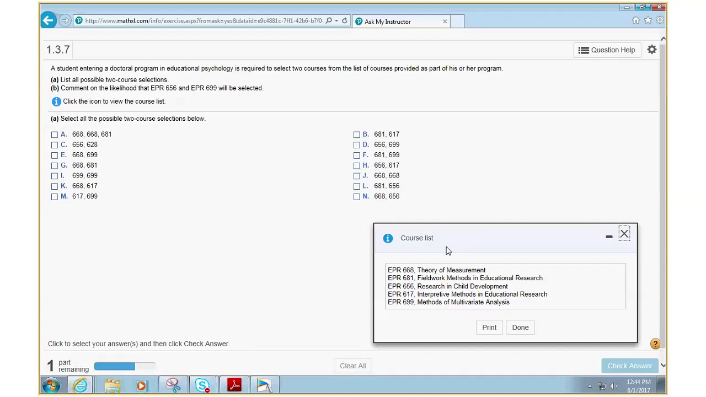And then, depending on what I detailed, it's really vague. It doesn't say how detailed it wants. You could go 681, 668, 681, 656, 681, 617, 681, 699. 656, 668, 656, 681, 656, 617, 656, 699, 617, 668, 617, 681, 617, 656, 617, 699, and 699, 668, 699, 681, 699, 656, 699, 617. Now that's the expanded subset.